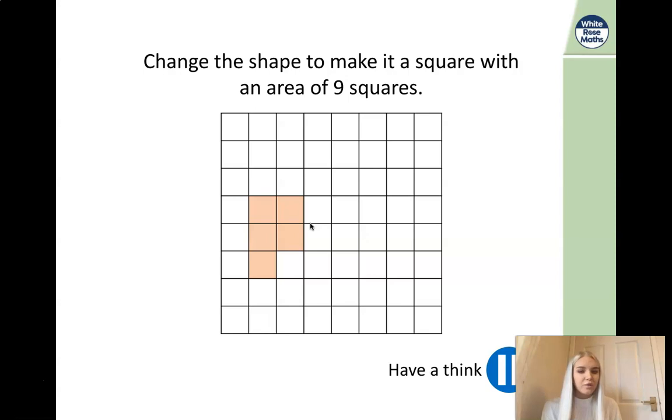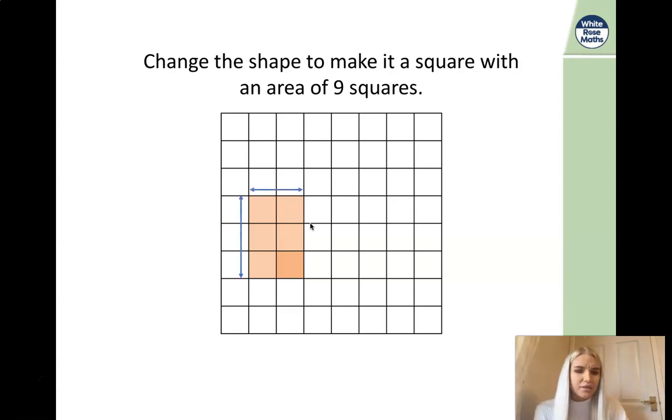Okay, so what we could do, we could add 1 square to the bottom, making it a rectangle. So if we do that now, we can then see we have got 3 columns of 2, which is 6 squares. Now we know to make a square, all of the sides have to be the same length, which means all of the sides have to be at the same amount of squares.